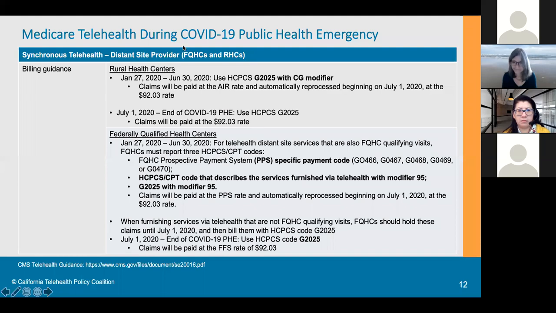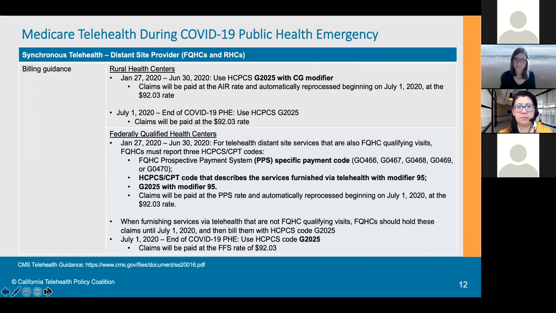So for FQHCs, the process does look a little bit differently. For services that were provided between January 27th, 2020 and June 30th of this year, FQHCs would actually submit 3 HCPCS or CPT codes, one being the FQHC PPS payment code, 2, the HCPCS or CPT code that describes the services furnished via telehealth, along with the modifier 95. And then that third code is the HCPCS G2025 with the 95 modifier.